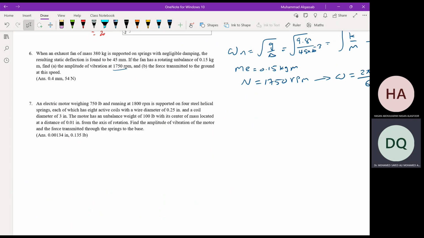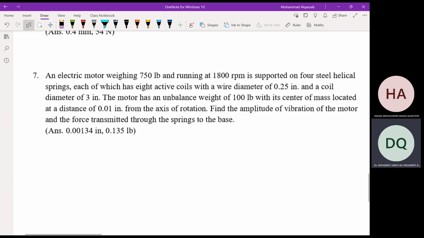Question number 7. An electric motor weighing 750 pounds and running at 1,800 RPM is supported on 4 steel helical springs, each of which has 8 active coils with a wire diameter of 0.25 inches and a coil diameter of 3 inches. The motor has an imbalance weight of 100 pounds with its center of mass located at a distance 0.01 inch from the axis of rotation. Find the amplitude of vibration of the motor and the force transmitted through the springs to the base.